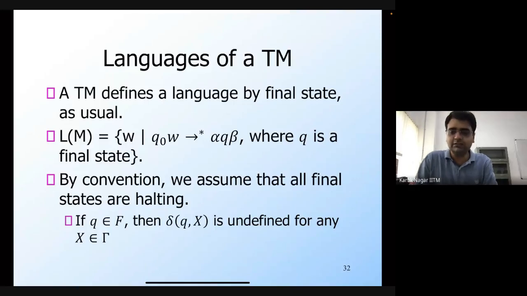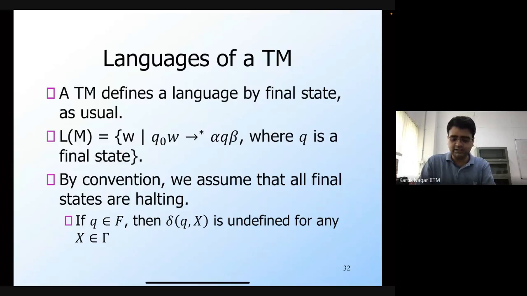So Vedant is asking that if all final states are halting, then why need many final states? Again, this is just a convenience. There are some definitions of Turing machine which only say that there is a single final state, but this is just a convenience. So it's the same. It doesn't affect the power of the Turing machine. Even if you have one final state or many final states, it's all equivalent. But yeah, it's just a convenience.